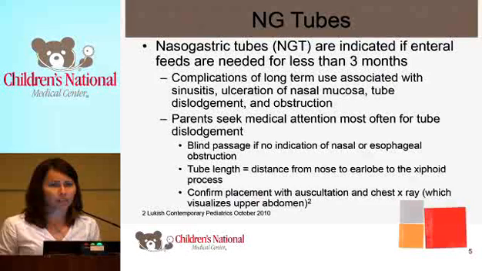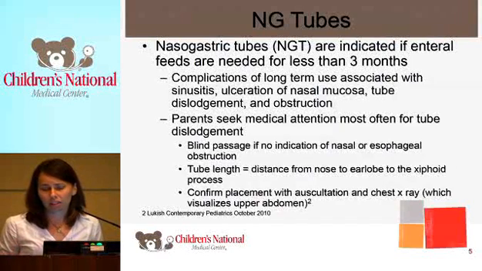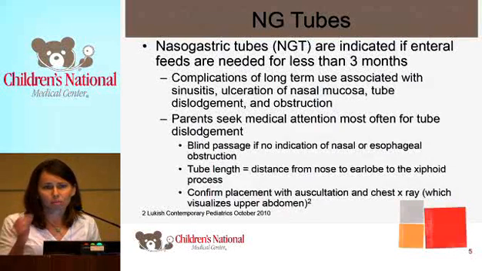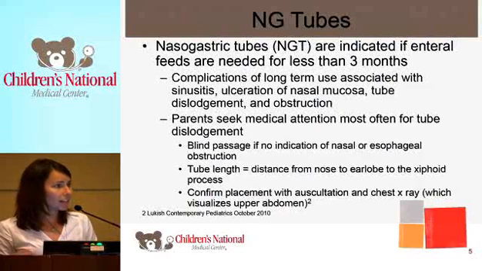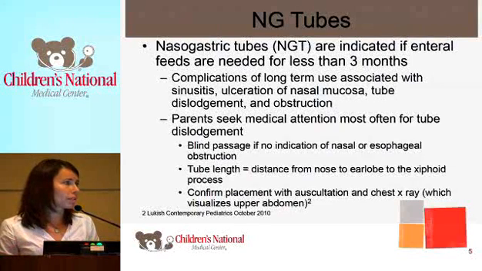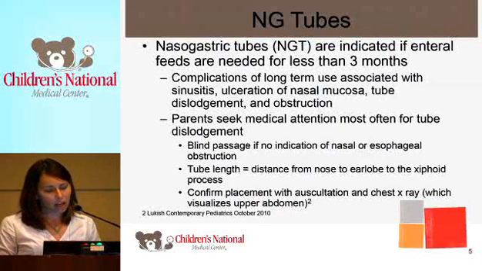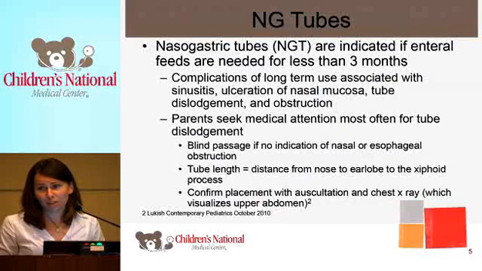This is for short-term feeding. So this is if we think that the reason the child needs enteral feeding is only going to be there for a few months, because there are risks of this long-term: sinusitis, mucosal irritation, dislodgement, obstruction of the tube. In fact, dislodgement, losing the tube, is the most common reason why parents will seek medical attention when their child has an NG tube. You can pass these in your office. If the parents feel comfortable, oftentimes they do it themselves.